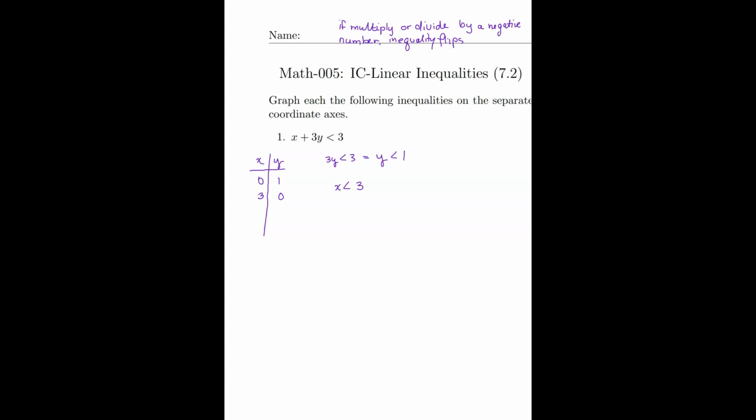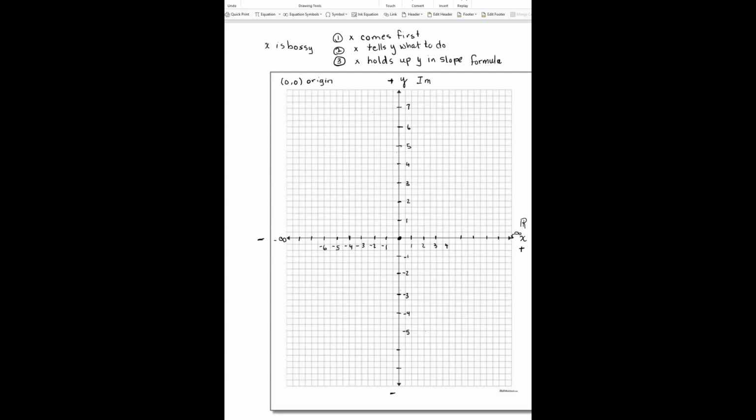Ultimately, you need 2 points, and then you need to figure out 2 things. First of all, did we multiply or divide by a negative number? The answer in this case is no, we did not. So we don't need to flip our inequality. And the second thing we need to determine is, do we want a dashed line or a solid line? This is strictly less than, so we are going to have a dashed line. We're also going to figure out where our graph is going to be shaded.